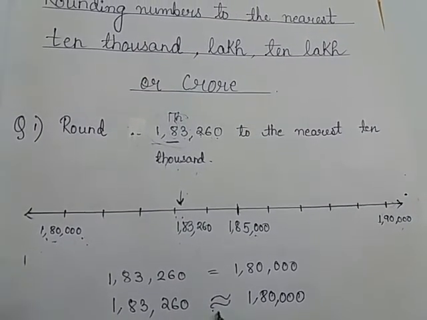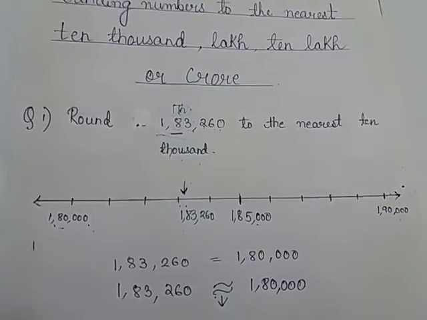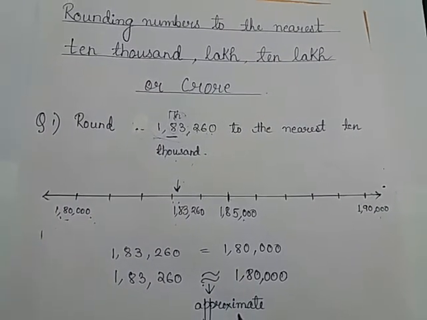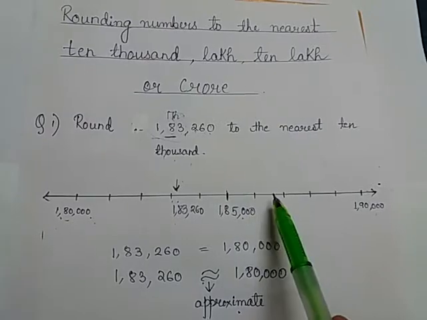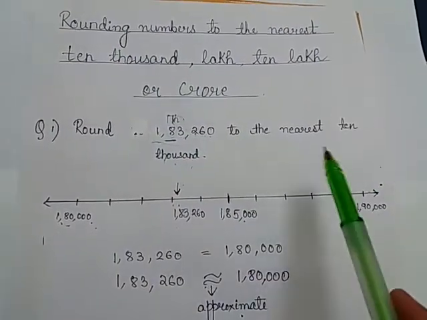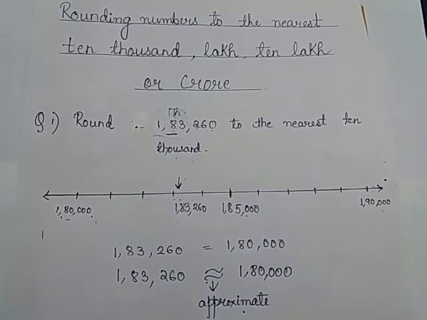This sign is the approximate sign. This is called the approximate sign. So this is how, with the help of a number line, we will round numbers to the nearest 10,000. Let's do one more example.